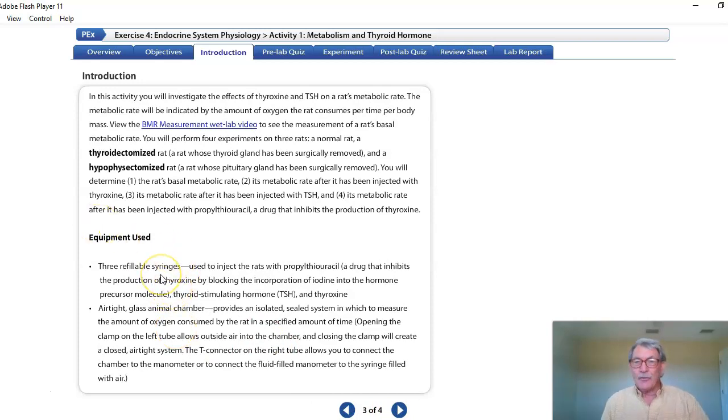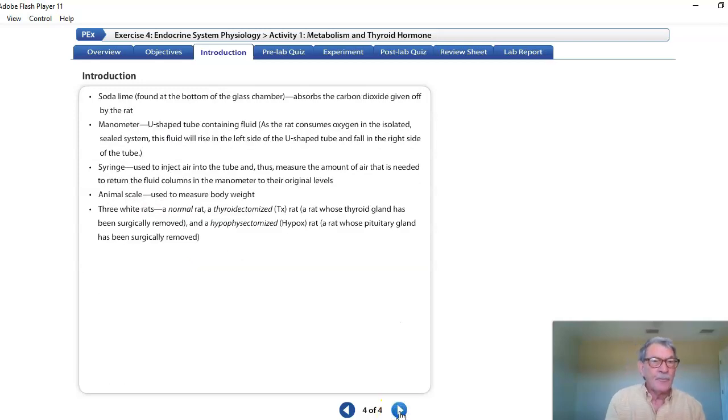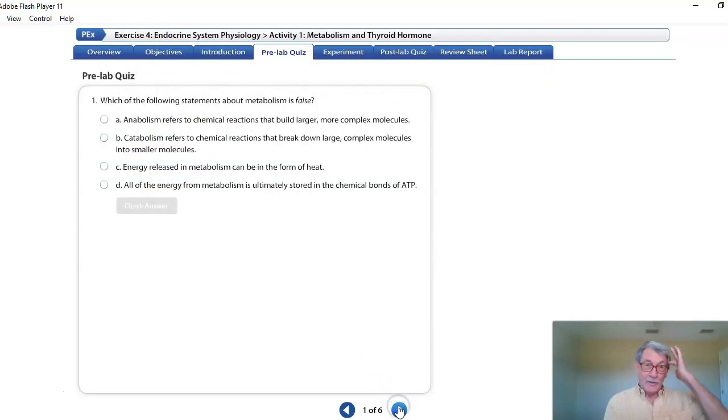Now we're going to have 3 rats we're looking at. One is a normal rat. He's got all his parts. One is thyroidectomized. That means he's had his thyroid gland removed. Ectomized means like a tonsillectomy is take out your tonsils. That rat has no thyroid gland. The hypophysectomized means they took off the hypophysis, or the pituitary. So the pituitary is missing in this guy. So you have normal, no thyroid, and no pituitary gland. Those are the 3 rats we're going to look at. And here's a list of all the equipment parts, but I'll describe them as we look at them. Okay, let's see if we can do some of this pre-lab stuff.